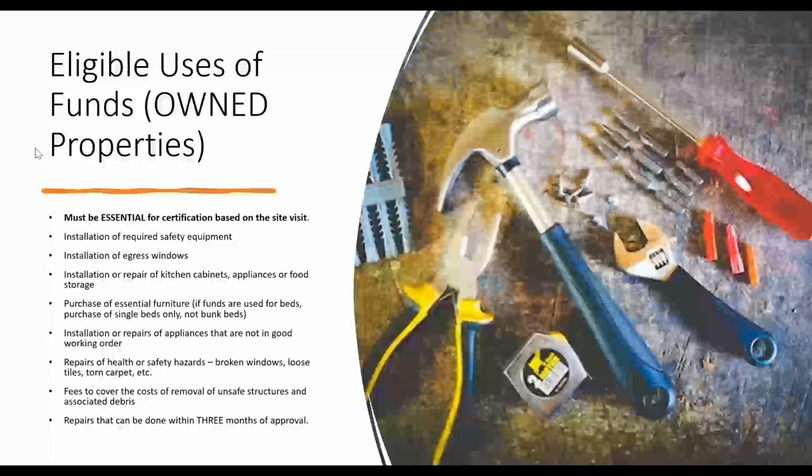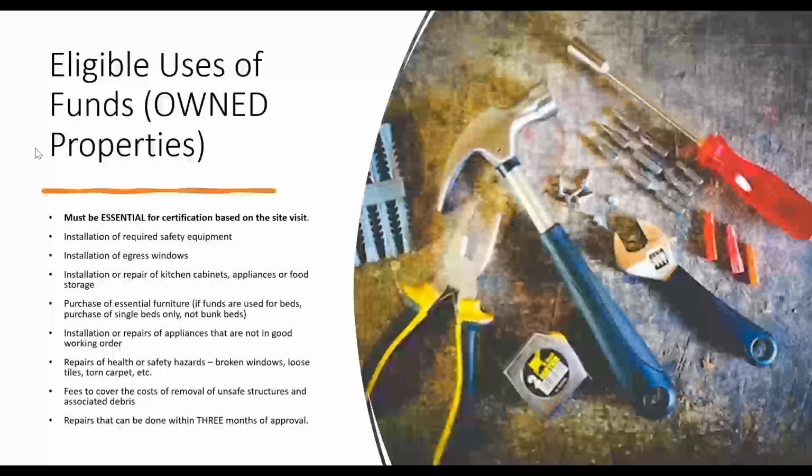And then purchase of essential furniture. And there's a caveat here too. If you need to purchase a bed, we are not allowing these funds to be used to purchase bunk beds. They can only be used to purchase single beds. And then funds can be used in installation or repairs of appliances that are not in good working order. So again, if your refrigerator is in good working order, we cannot buy you a new fridge because you have one that's in good working order.